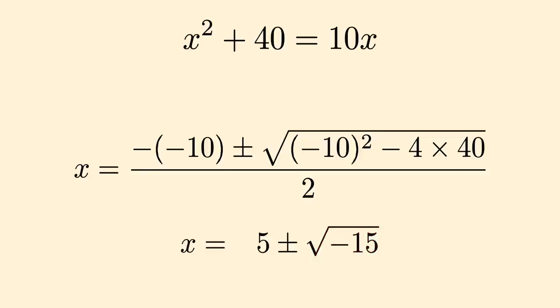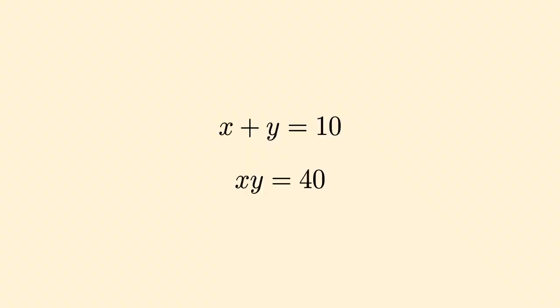The obvious conclusion is that a solution doesn't exist, which you can verify by looking at the original problem. There are no two real numbers which add to 10 and multiply to 40. So mathematicians understood square roots of negative numbers were math's way of telling you there is no solution. But this cubic equation is different.